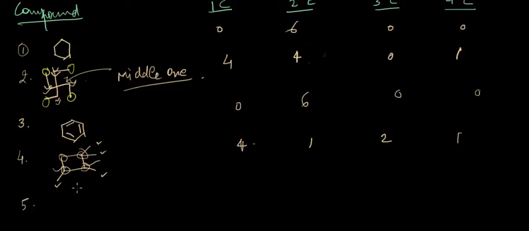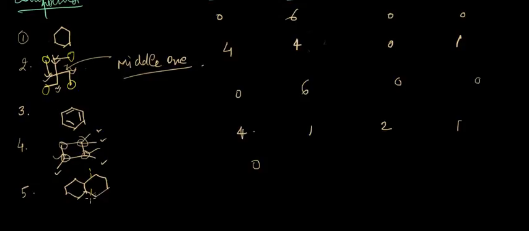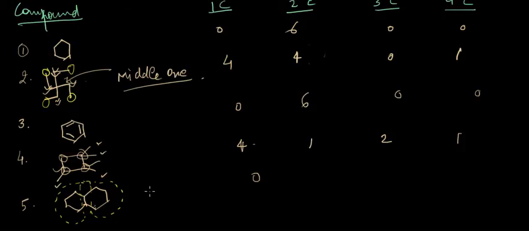So the fifth one is how many 1 degree, 2 degree, 3 degree, 4 degree carbon atoms are there in this compound? Just have a look at this. These are all carbon atoms having a degree of 2, right? So the 2 degree carbon atoms here are 4 plus 4, 8. How many 3 degree carbon atoms are there? The middle two ones, right? So that gives us the answer 2. Number of 4 degree is 0.